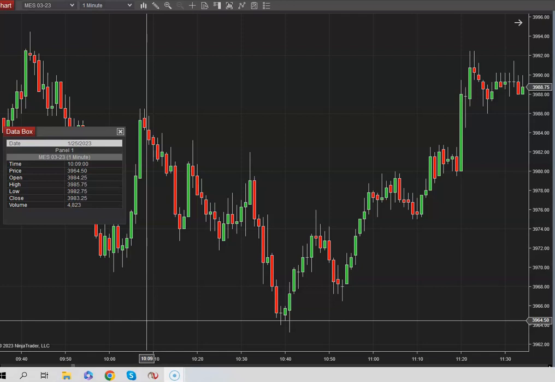Again, you're not going to get a ton of trades on this, but when you do, it does offer some good risk reward. So study it and see if it's for you.